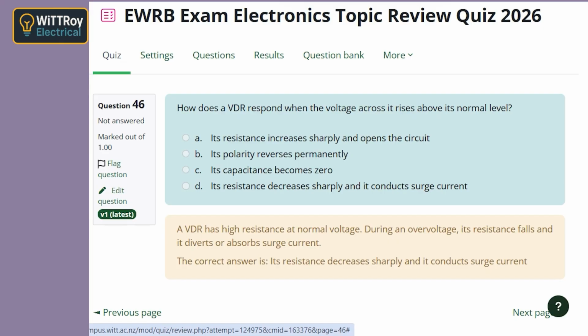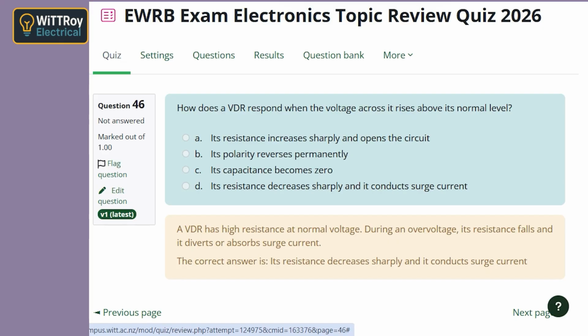High resistance during normal operation? Yes, high resistance at normal voltage. When voltage rises beyond its characteristic level, resistance falls sharply, it conducts surge current, and the voltage is clamped. After the surge, it returns towards high resistance. That means the correct answer is its resistance decreases sharply and it conducts surge current.